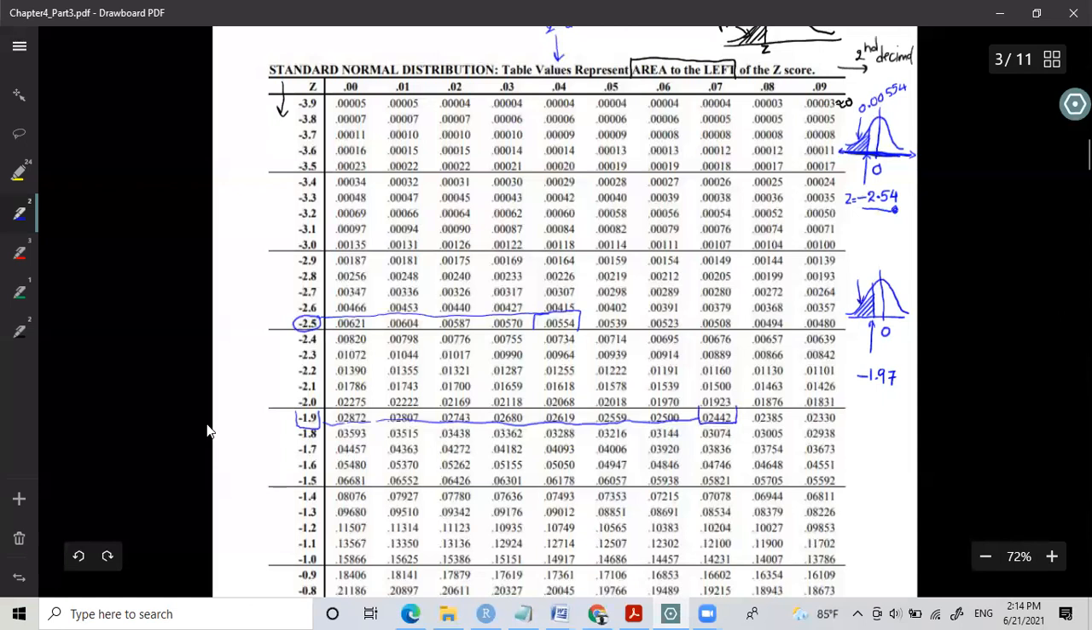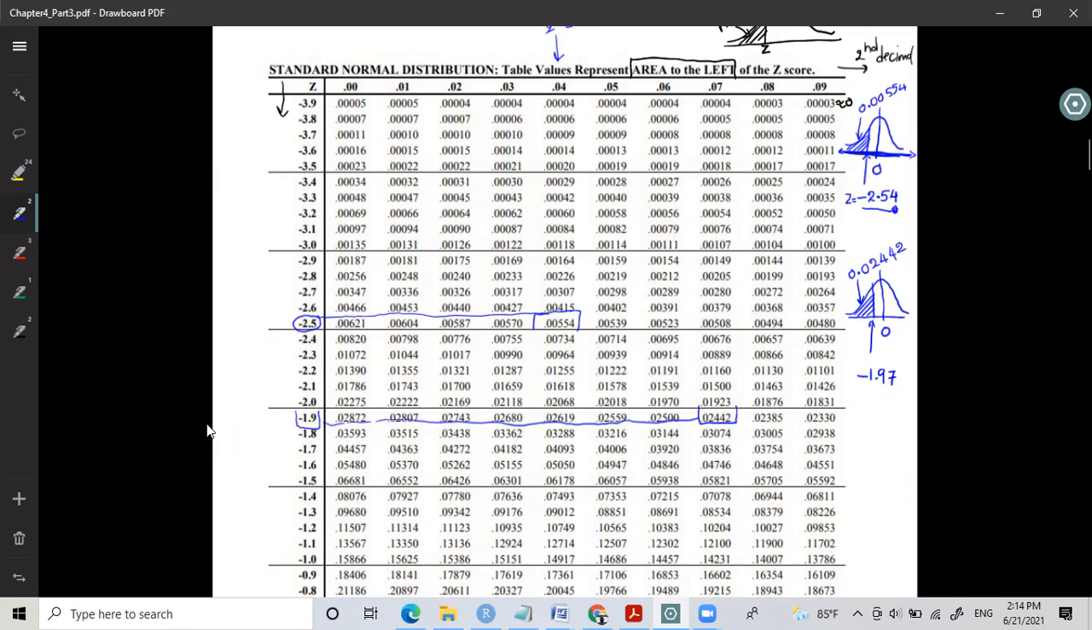What is that probability? This area under the curve is same as the probability. That probability is 0.02442. Is that clear? How do you write this? Probability that Z is less than negative 1.97 equals 0.02442. So that is how you write the probability. Okay. Is this clear to all of you?